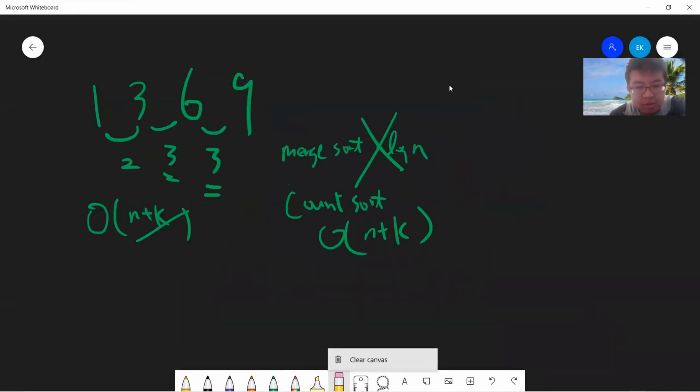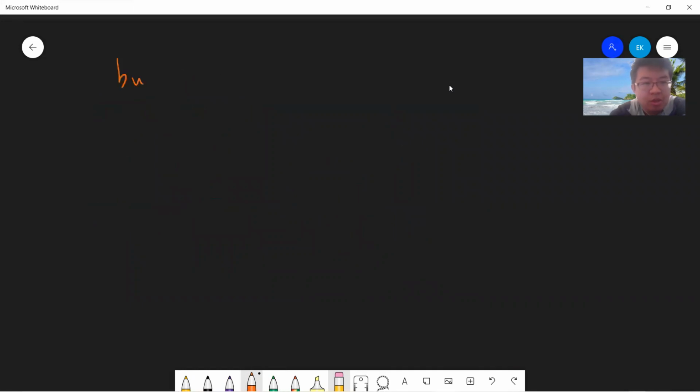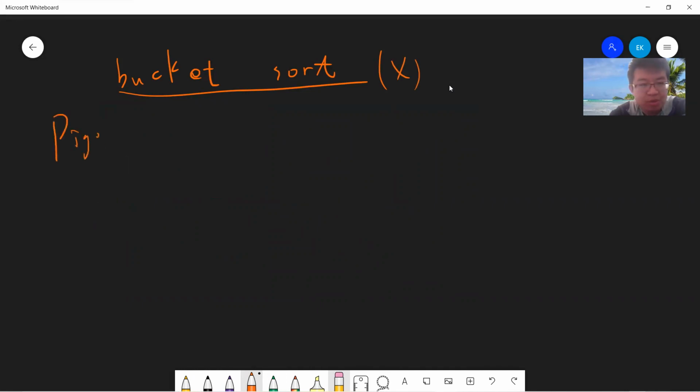Okay, so the idea is to use the bucket sort. But actually, I think the bucket sort is not so important. The idea is using the pigeonhole principle.